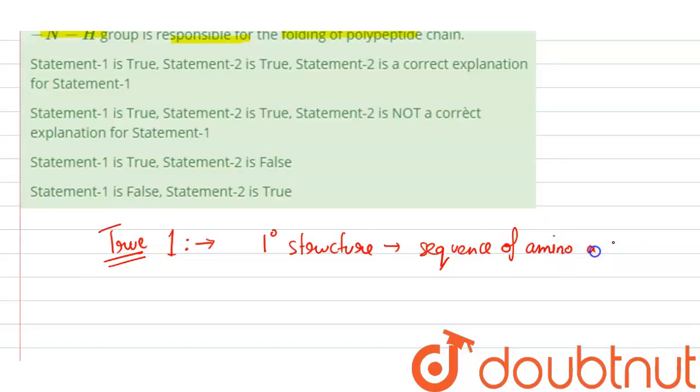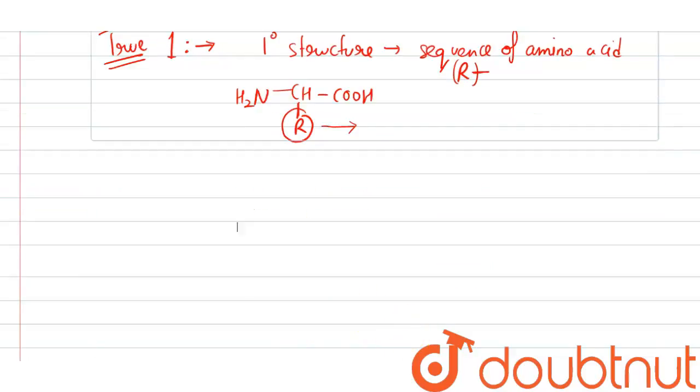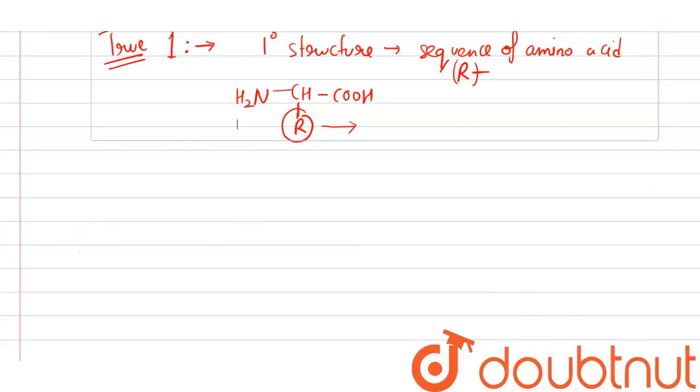Actually, there is a presence of alkyl chain or alkyl part in all amino acids like this. This alkyl part is different in all amino acids. So there is a particular sequence of these alkyl parts, and it changes, due to which the structure also changes.